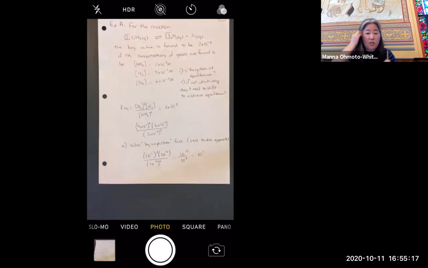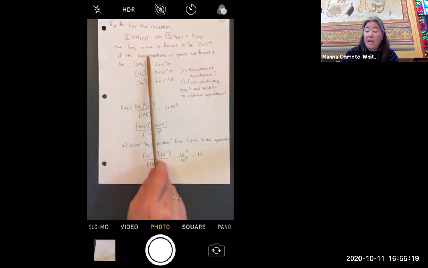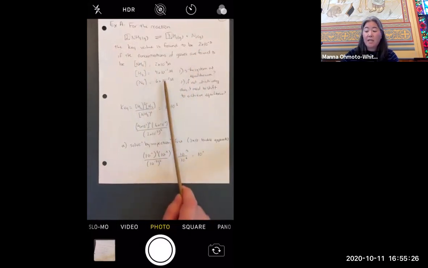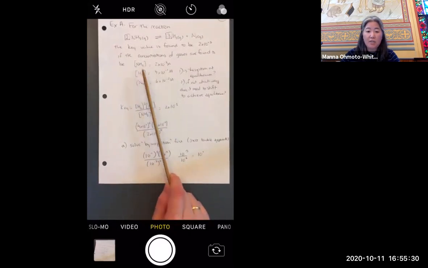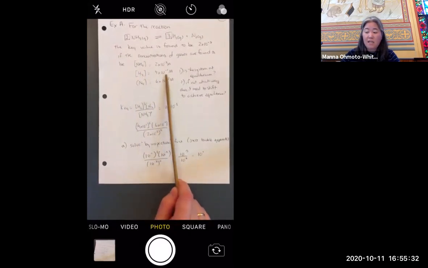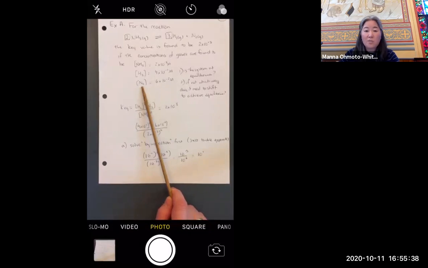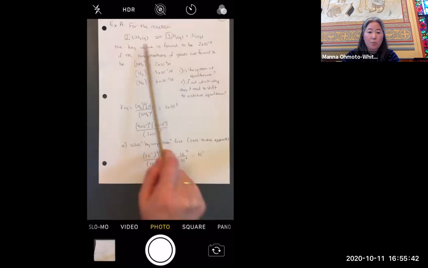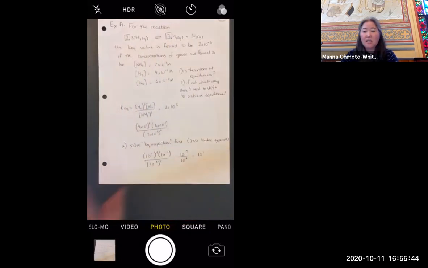decomposition of NH3 gas. So my Keq value is given as 2 times 10 to the negative third. The concentrations I'm looking at in my container right now are 2 times 10 to the negative third for NH3, 4 times 10 to the negative 1 for H2, and 6 times 10 to the negative 2 for N2. One thing that's important to realize is that these don't have to be in stoichiometric proportions, right? I'm not seeing which way they're going to react.